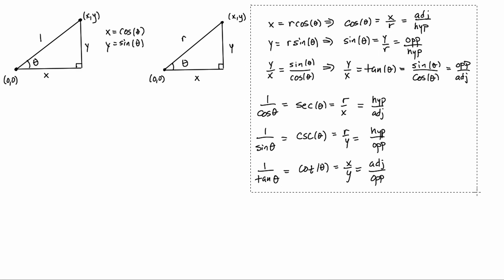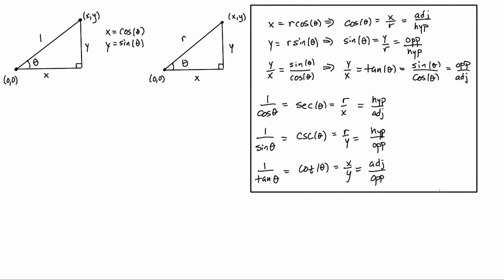So hopefully you recall these from trig, but we will be using most of these interchangeably throughout the rest of the semester, and so it's a good idea to go ahead and study up on these. A couple other things I want to look at. Because we are working with right triangles, then we have what are called the Pythagorean identities.